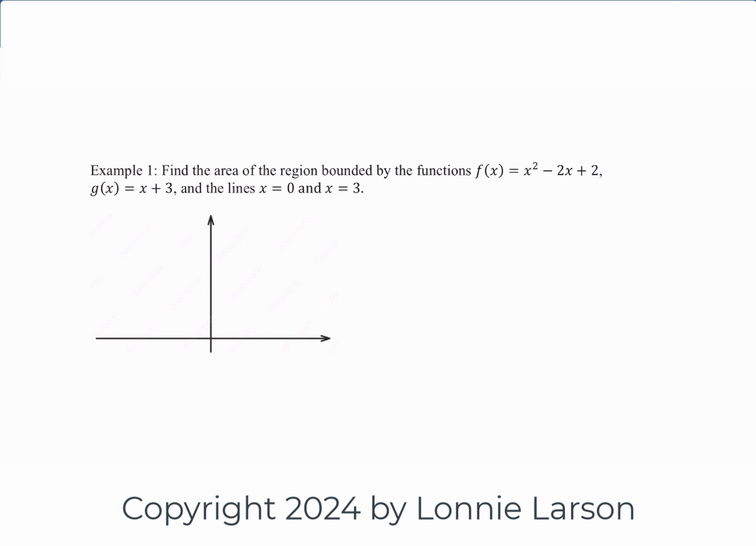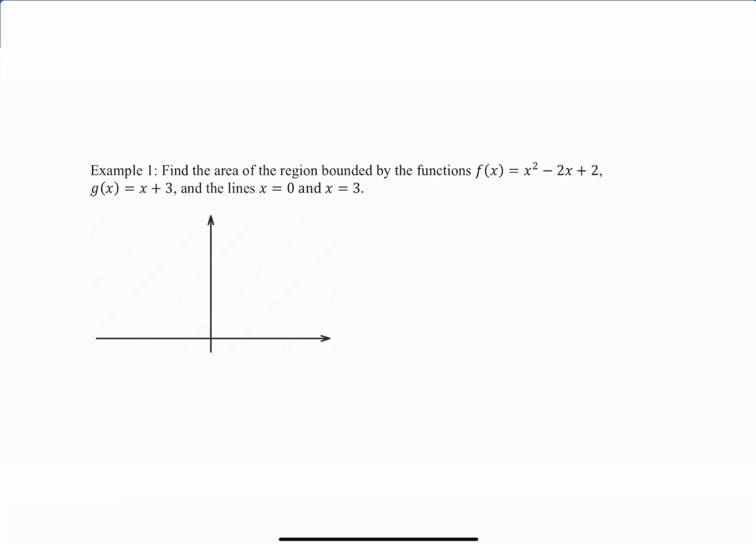Let's see an example of finding an area between curves. We want to find the area of the region bounded by, or between, the curves f of x equals x squared minus 2x plus 2 and g of x equals x plus 3. We need to know which curve is on top, though, and the only way I know of doing that is by sketching a graph. So let's do that.